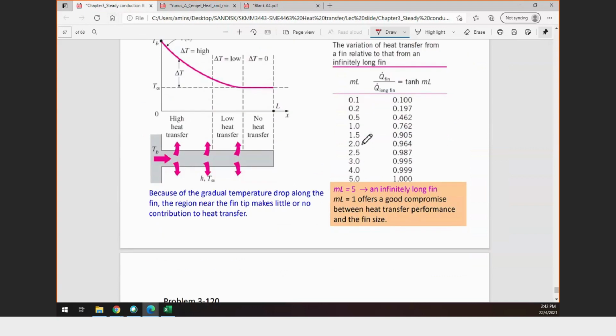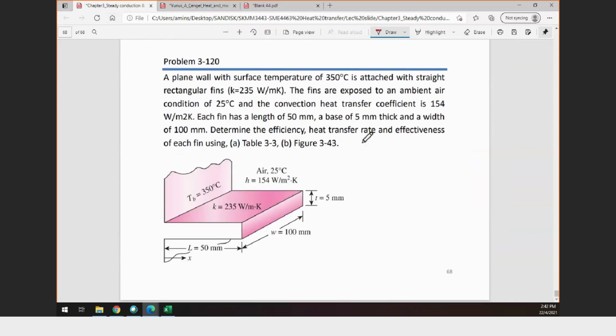Okay, let's do some examples here. If you have any question, you can write it down in the chat box. Okay, this is an example of how we can use the fin efficiency in order to calculate the heat transfer of the fin.